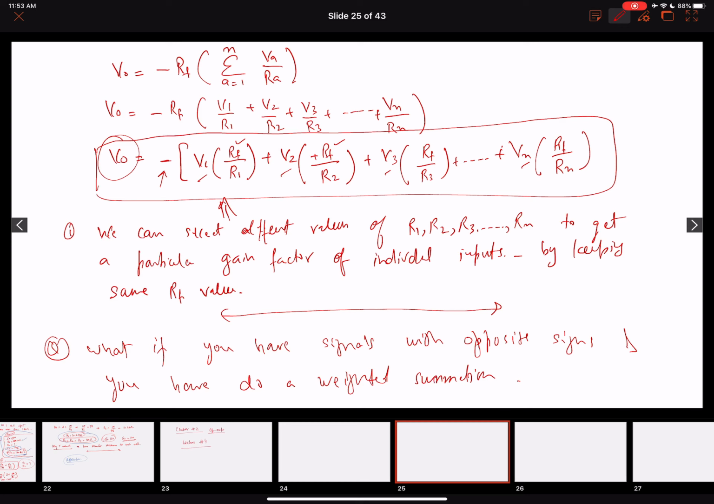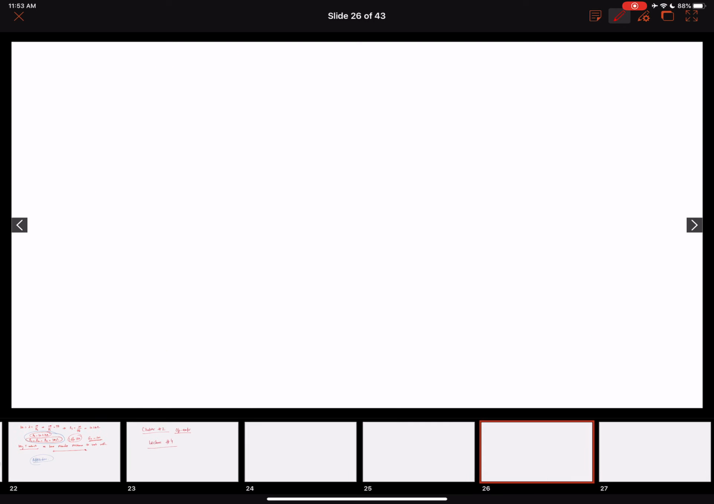As we can see from this equation, what we are doing is summing up all the input signals. What if one of these inputs is a negative input, for example, a minus V2 or a minus V3? Then this will be subtracted out. So we have to redesign the circuit such that even for the negative inputs, we are summing up all of our signals. So let's do that example, and I'm going to derive that equation as well.